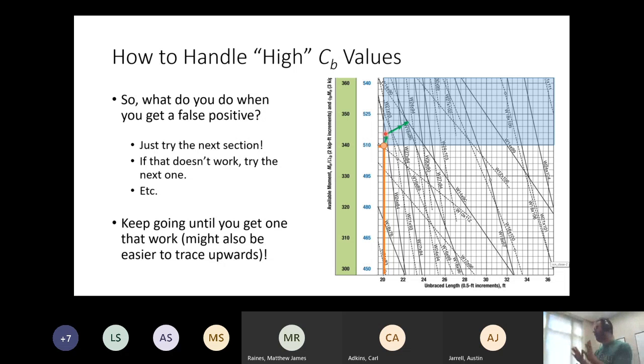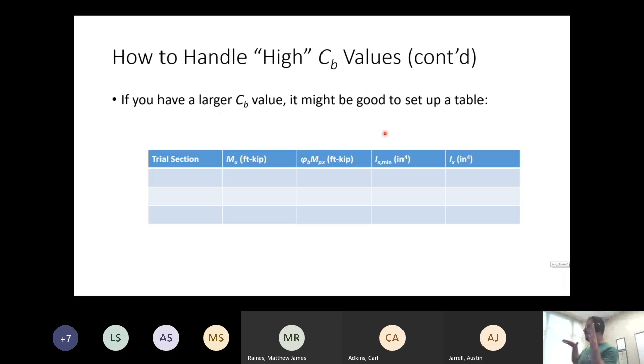The one thing you have to get used to when you're doing this is being prepared to flip back and forth in your manual, because you're going to look at your design charts and then go to the ZX table. Design charts, ZX table, and so on, until you find a section that's worth analyzing. I want to show you how that works for this problem. If you have a larger CB value, it might be good to set up a table.